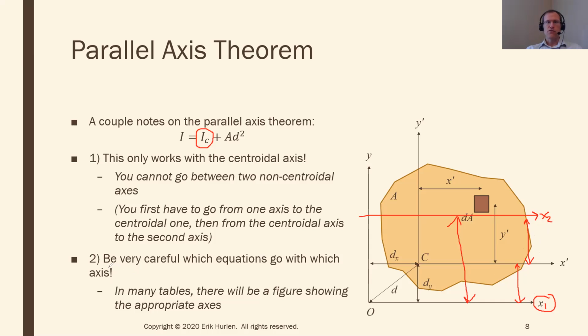And then as I mentioned when we looked at the tables, make sure you're using the right equation for the right situation. If you need a centroidal moment of inertia, make sure you're using the centroidal one. If you need a y moment of inertia, make sure you're using the y moment of inertia. And again, in the good tables, like the one we saw, you'll see a figure so you can match up x prime, y prime, I bar, what exactly you're looking for.